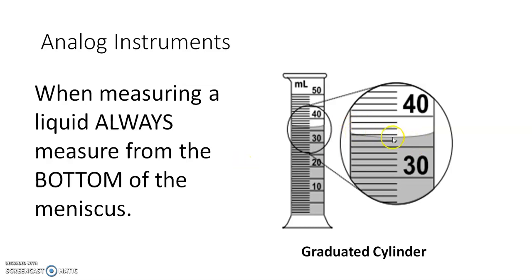So I'm going to look at the bottom of this meniscus, and it's here. So this big line is 30, 31, 32, 33, 34, 35, 36, and it's not quite to 37, so I'm not going to say that, but I am going to estimate one digit, and I'm going to say it's 36.7, because to me it looks like it's up closer to the 37 mark than the 36. So I'm going to say 36.7. And that is how you measure with a graduated cylinder.